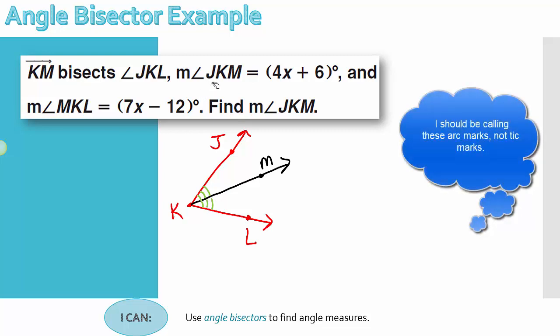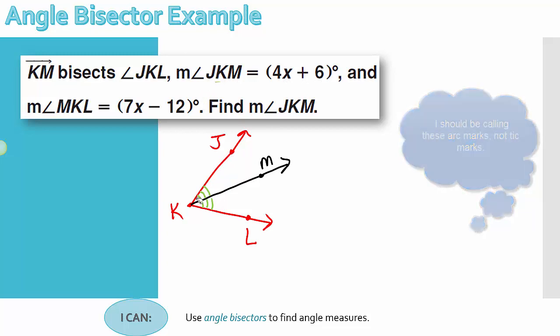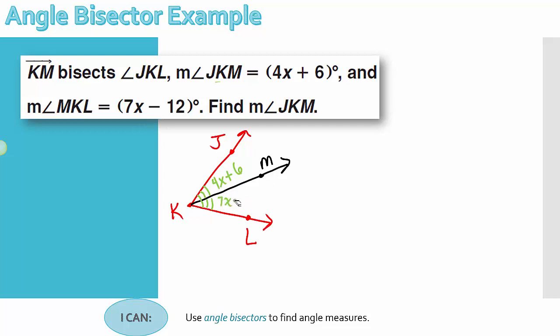Now they give us some more information. They tell us that JKM, this angle right here, is 4x plus 6. Then they tell us that MKL is 7x minus 12. They want us to find the measure of angle JKM. So if it's an angle bisector, that means it divides the angle into two congruent angles. So that means that these two measures are equal.